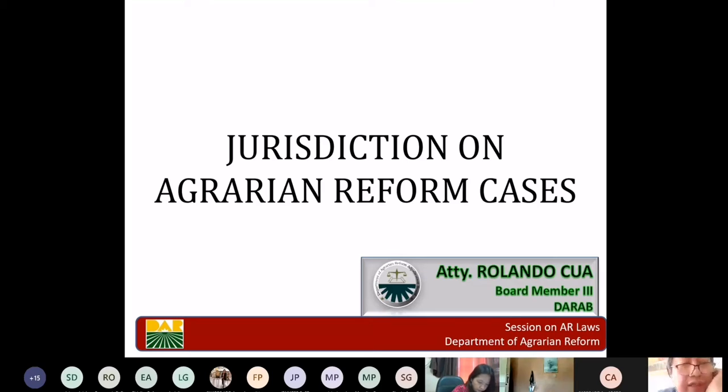We know fully well that until it is published, and after the lapse of 10 days from publication, that's the only time that it will take effect. So in the meantime, while it is not yet effective, we will focus on the 2009 DARAB rules of procedure.